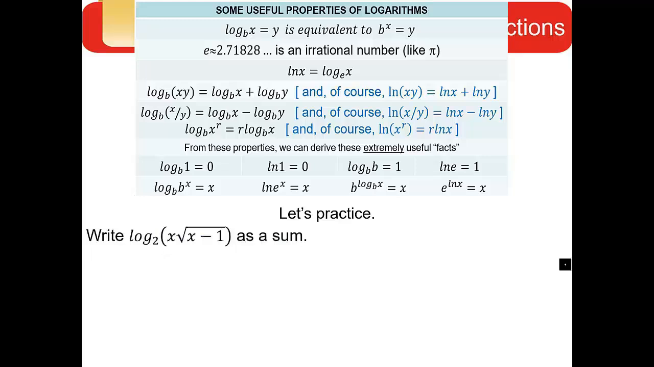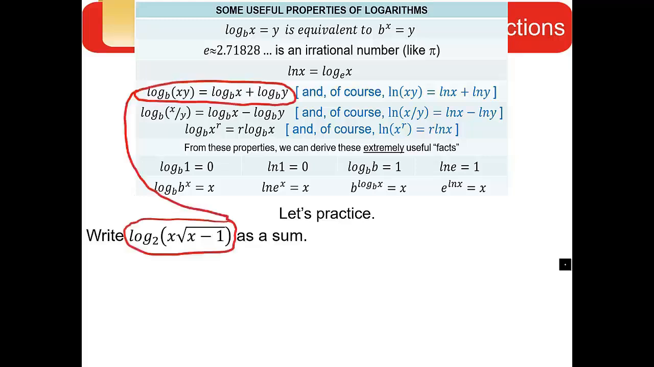How about this? Write the log of x times the square root of x minus 1, base 2, as a sum. If you look back, there's a formula involving a sum, and it says if you take the log of a product, you get a sum. So if you take the log of x times the square root of x minus 1, you can write that as the log of the first factor, which is the x, plus the log of the second factor, which is the square root of x minus 1.